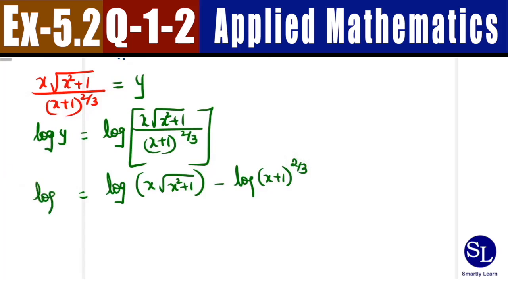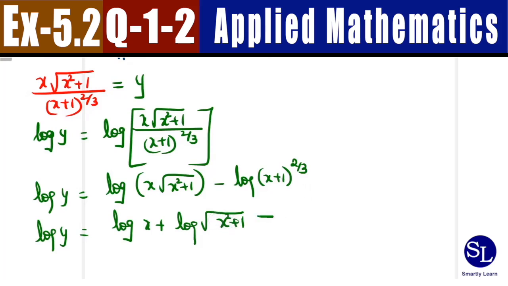This is nothing but log y. So let's simplify. Log y is equal to, this is log ab. So I'm going to write this as log a plus log of b, which is root of x square plus 1, minus, this is log of a power b. So minus 2 by 3 log of x plus 1. Now that we have rearranged everything in logarithms, let's start doing the actual differentiation.